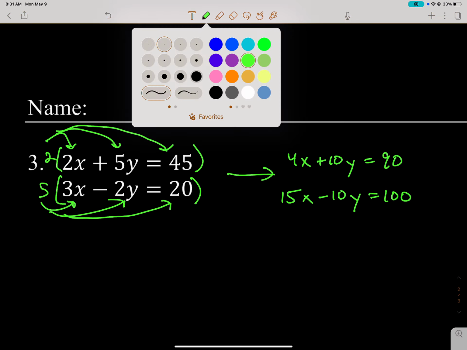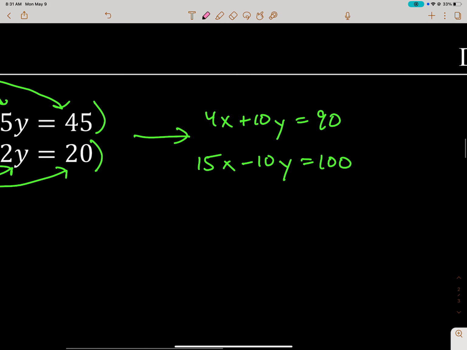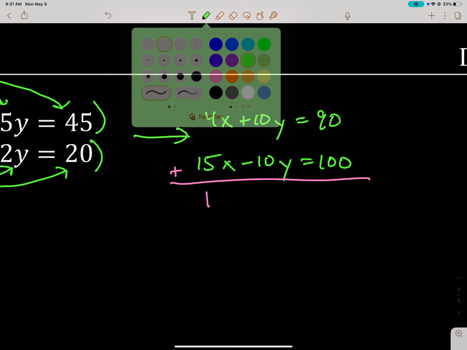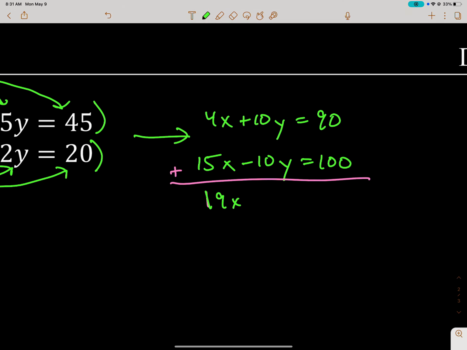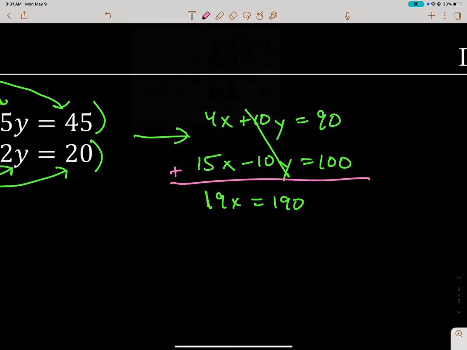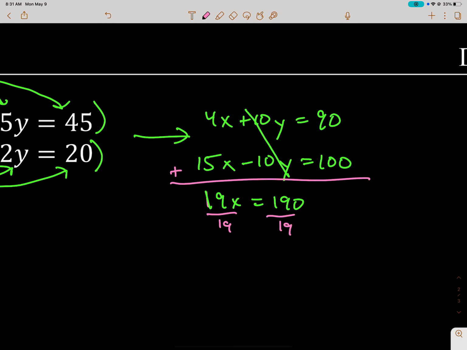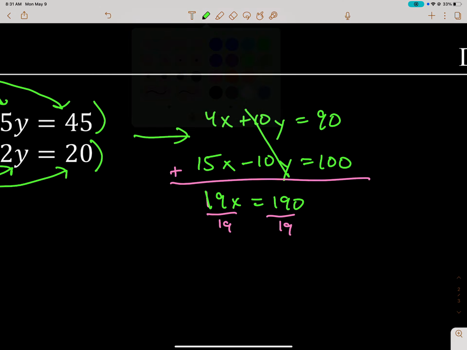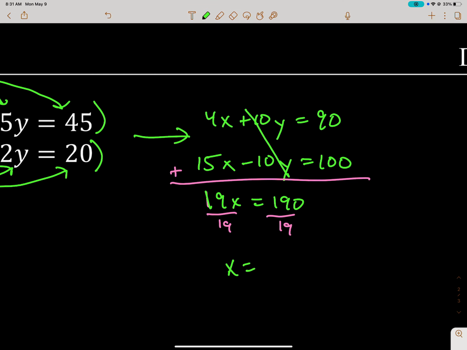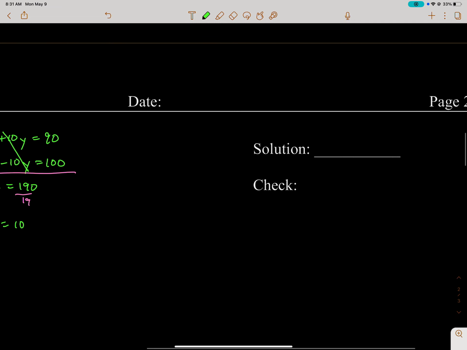Now I can add these two equations together. And I get 4x plus 15x is 19x. These eliminate, equals 190. So now I have an equation with just x in it. If I divide both sides by 19, I can get the solution. X equals 10. So there is the x coordinate of the solution.